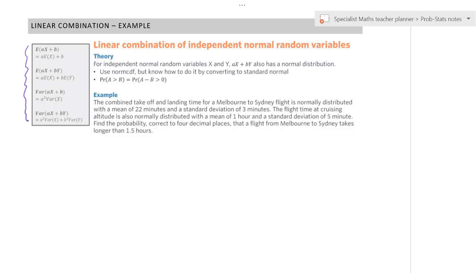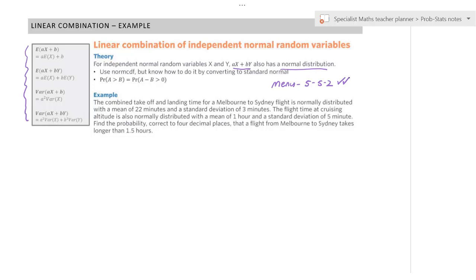It says here the theory: for independent normal random variables X and Y, aX plus bY also has a normal distribution. Use norm CDF, and you should know norm CDF, Menu 552. You've got to start getting really fast with these things, because if you can get it done in half the time because you're really good with your calculator, you're going to be less stressed in exams.